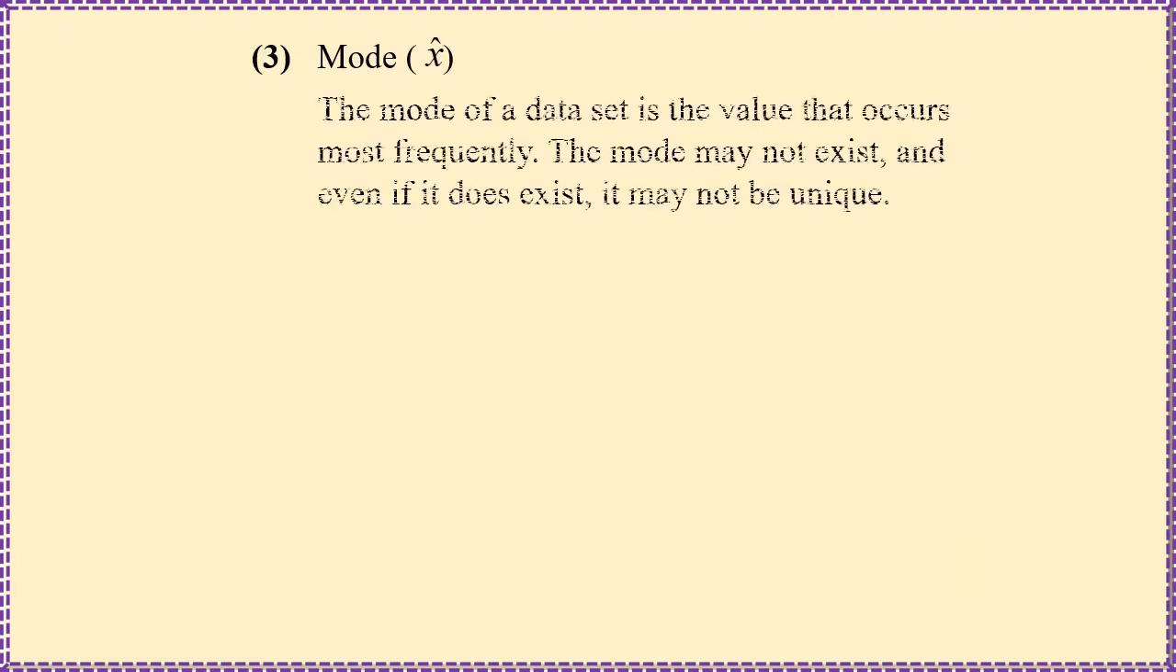And lastly, the mode. The mode of a data set is the value that occurs most frequently. The mode may not exist, or even if it does exist, it may not be unique. Okay, it can be unique, but it may not be unique also.